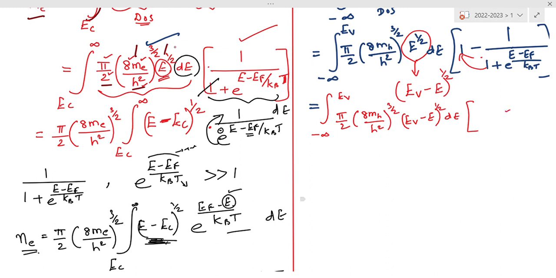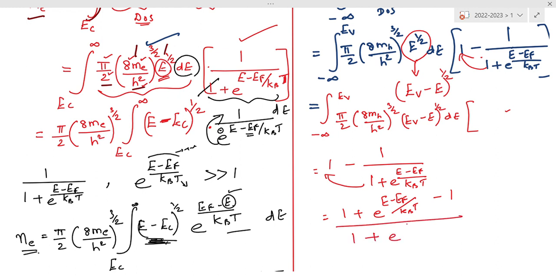For this we are solving 1 minus f of E, which is 1 minus 1 by 1 plus e power (E minus EF) by kBT. Taking LCM, we get 1 plus e power (E minus EF) by kBT minus 1, the whole divided by 1 plus e power (E minus EF) by kBT. Then solving, plus 1 minus 1 get cancelled off.